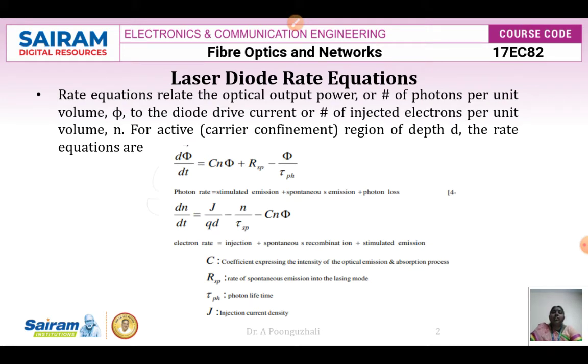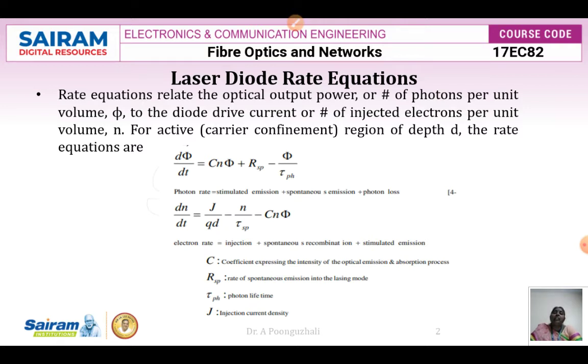So the rate equation is going to relate to the optical output power. The optical output power we are going to get out of the laser is going to depend upon the number of photons per unit volume phi, on the diode drive current, or on the number of injected electrons per unit volume n.